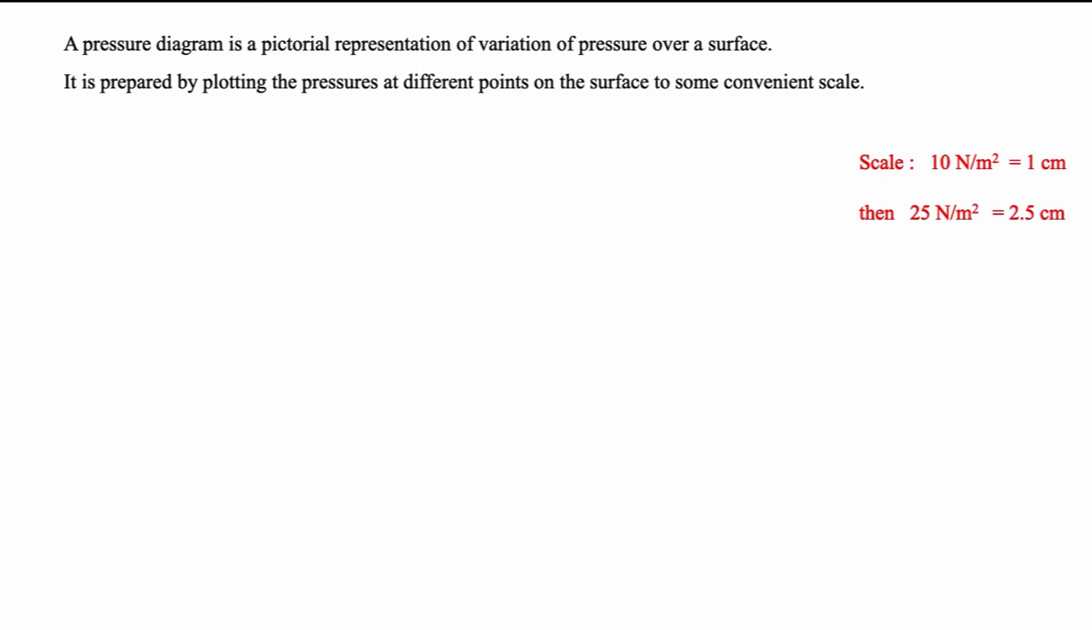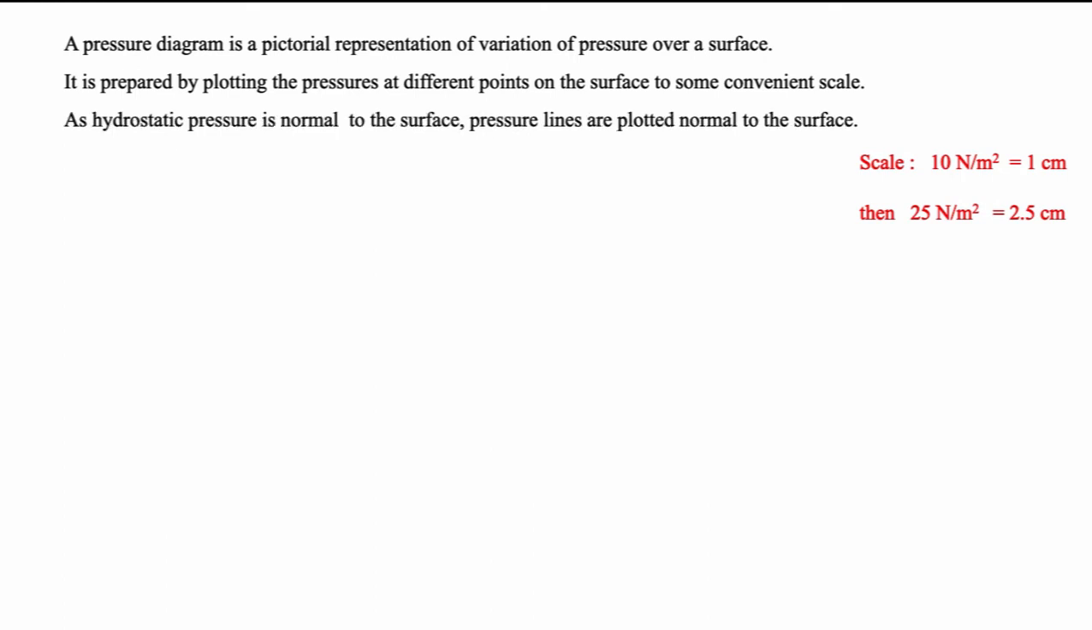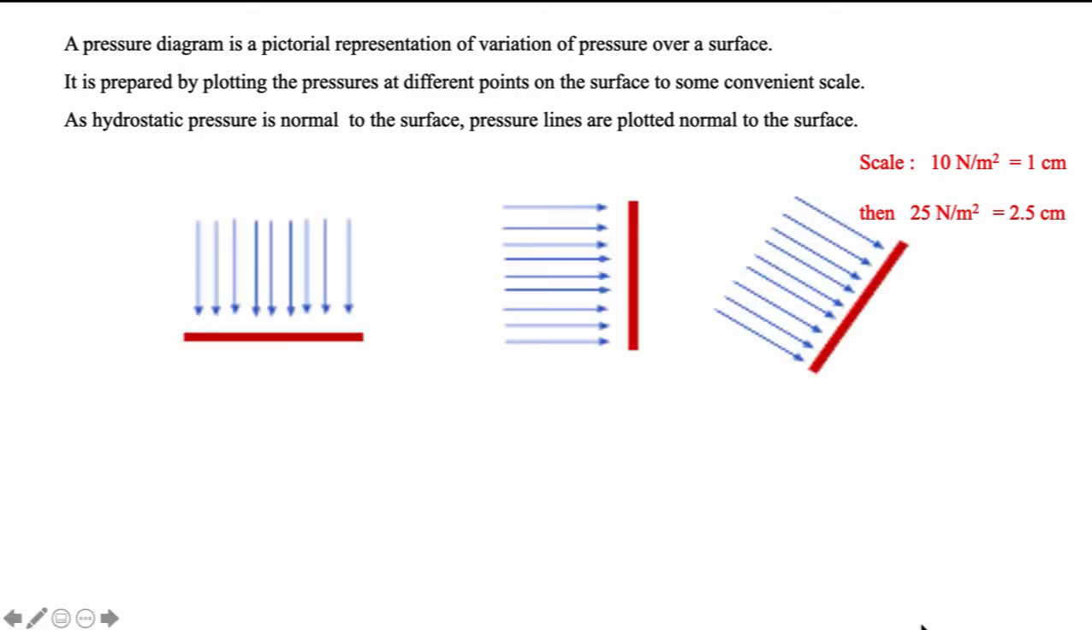For example, pressure at a point be 25 newtons per square meter. You may opt 10 newtons per square meter as 1 centimeter. So 25 newtons per square meter become a line of length 2.5 centimeters. This convenient scale depends upon space available on the drawing sheet or answer sheet and the details you want to represent through the diagram. As hydrostatic pressure is normal to the surface, the pressure lines are normal to the surface.